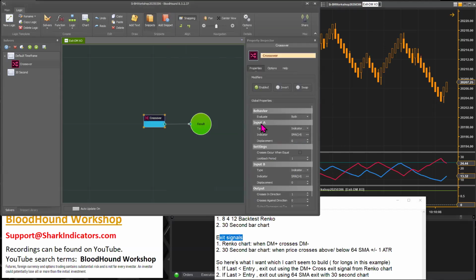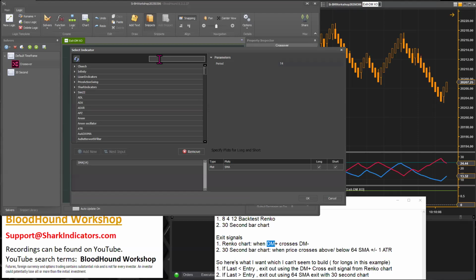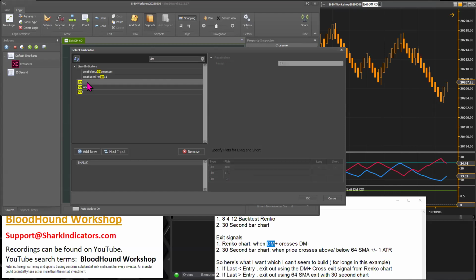All right. So let's see here. For input A, we just want that to be the DM plus, and down here, input B will be the DM minus. All right. So let's go put that in. Do a little search for DM. There we go. There's our DM indicator.